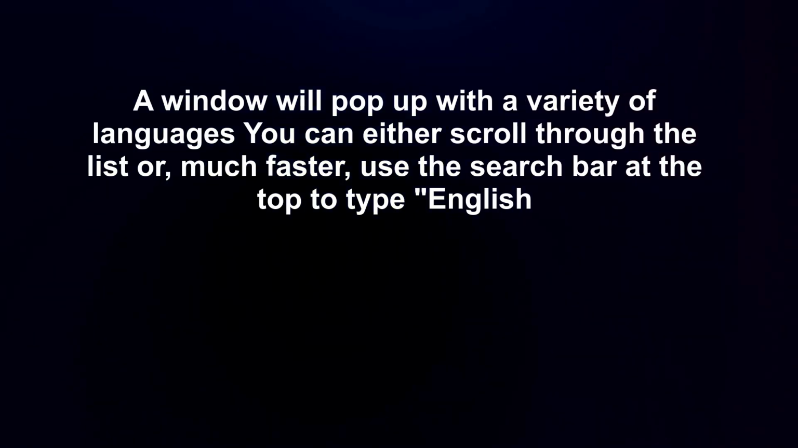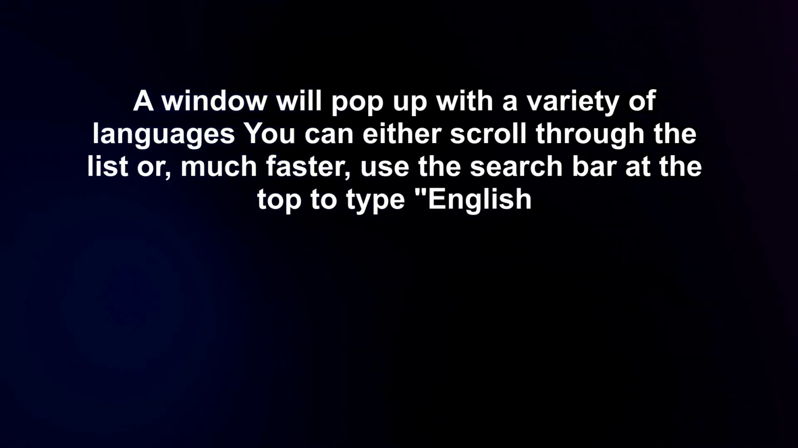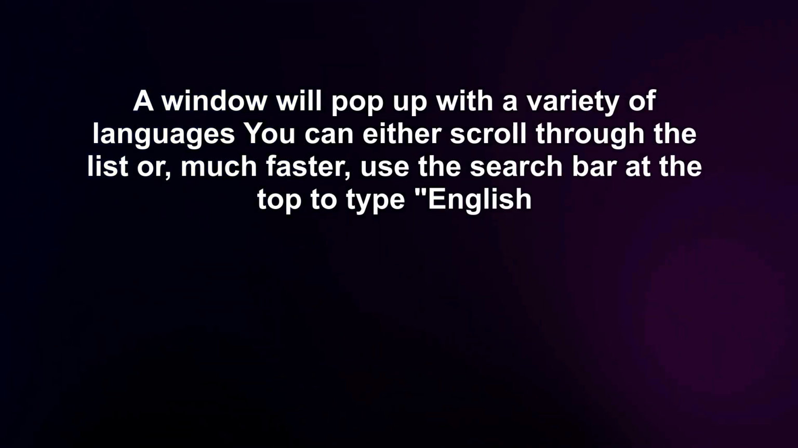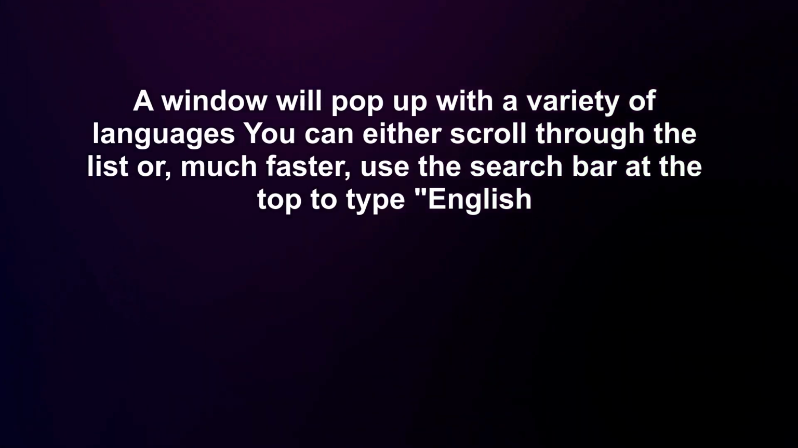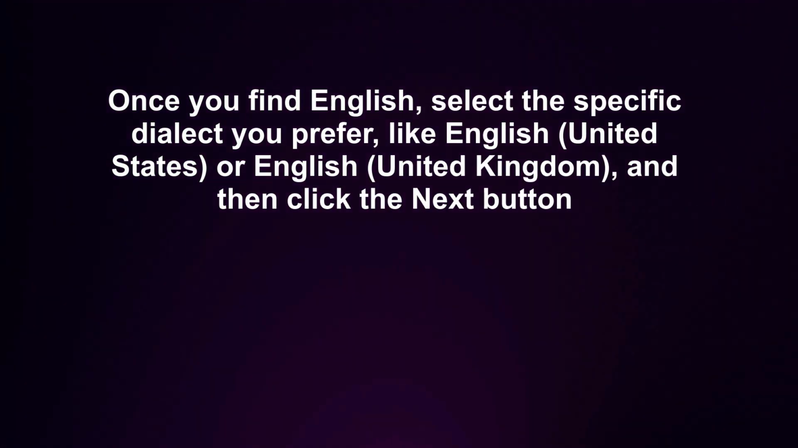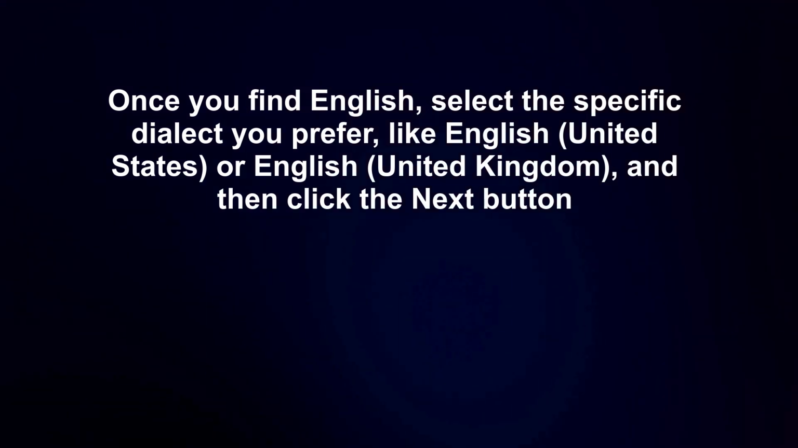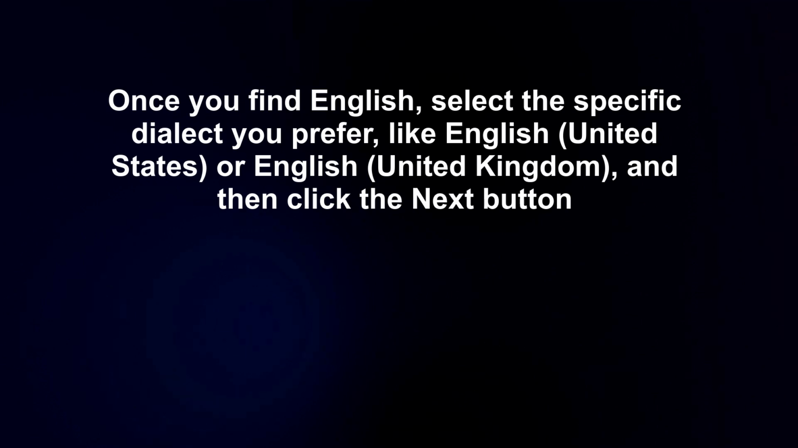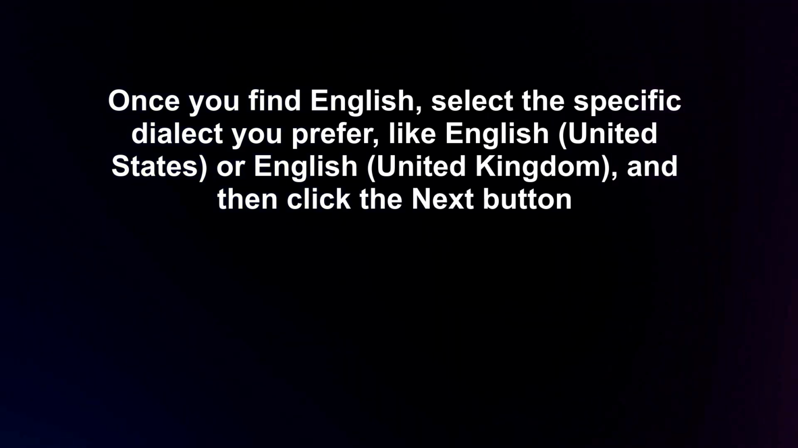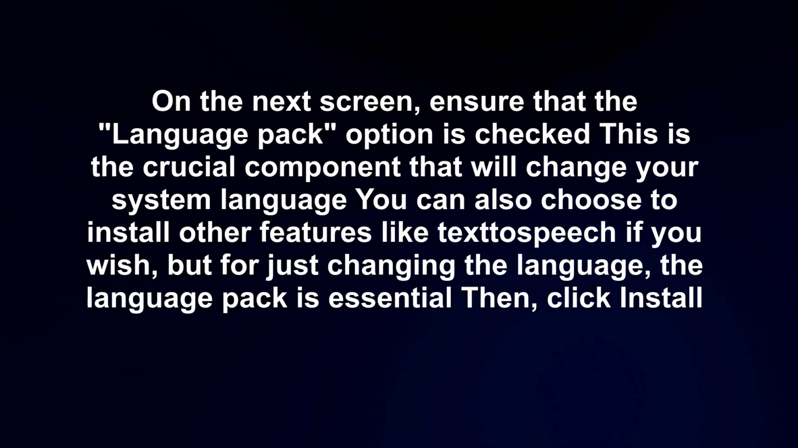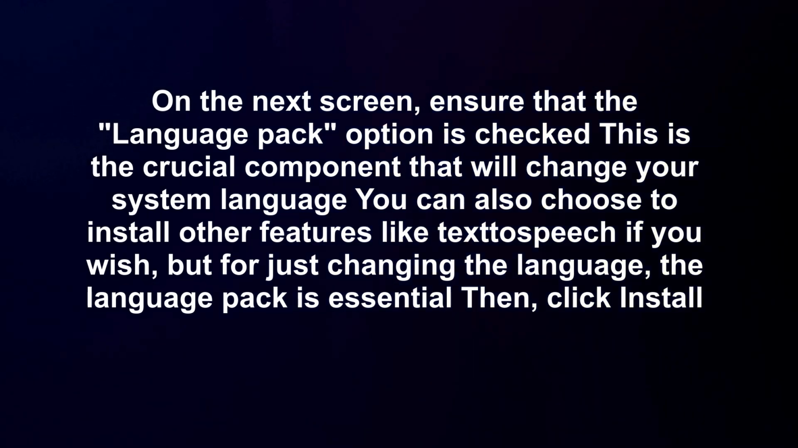A window will pop up with a variety of languages. You can either scroll through the list or, much faster, use the search bar at the top to type English. Once you find English, select the specific dialect you prefer, like English United States or English United Kingdom, and then click the Next button. On the next screen, ensure that the Language Pack option is checked.